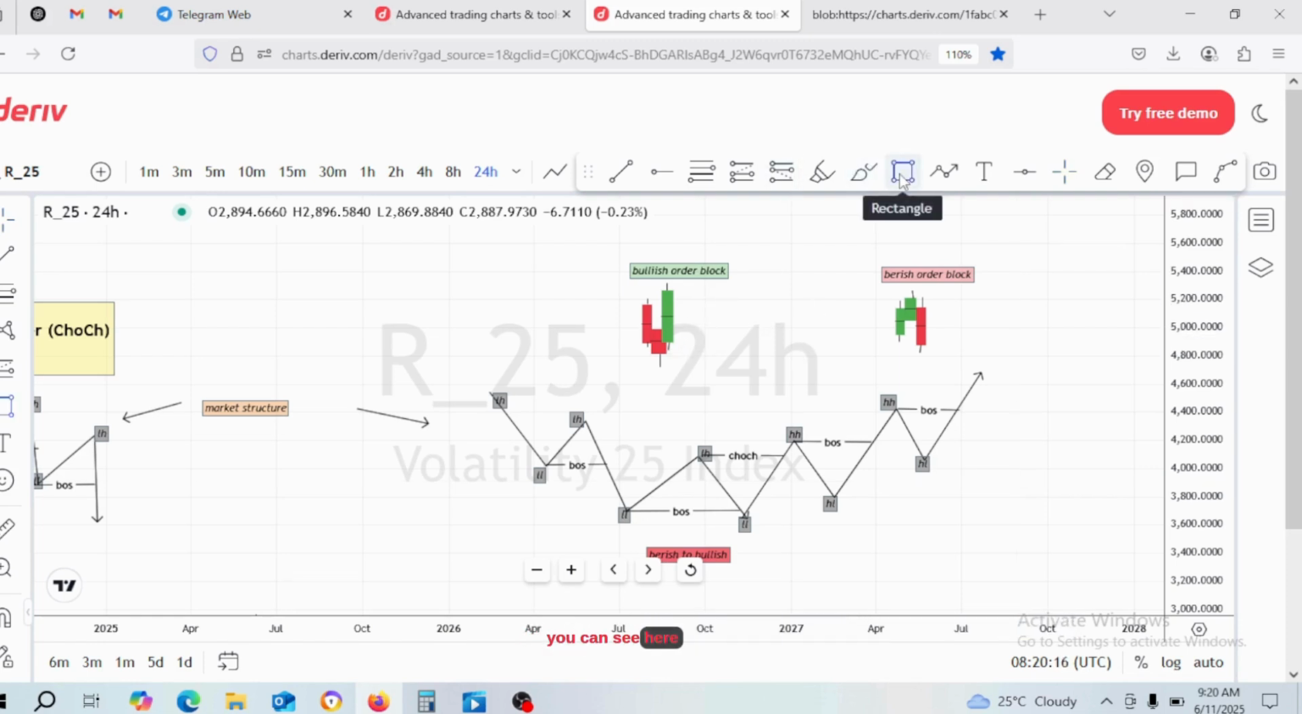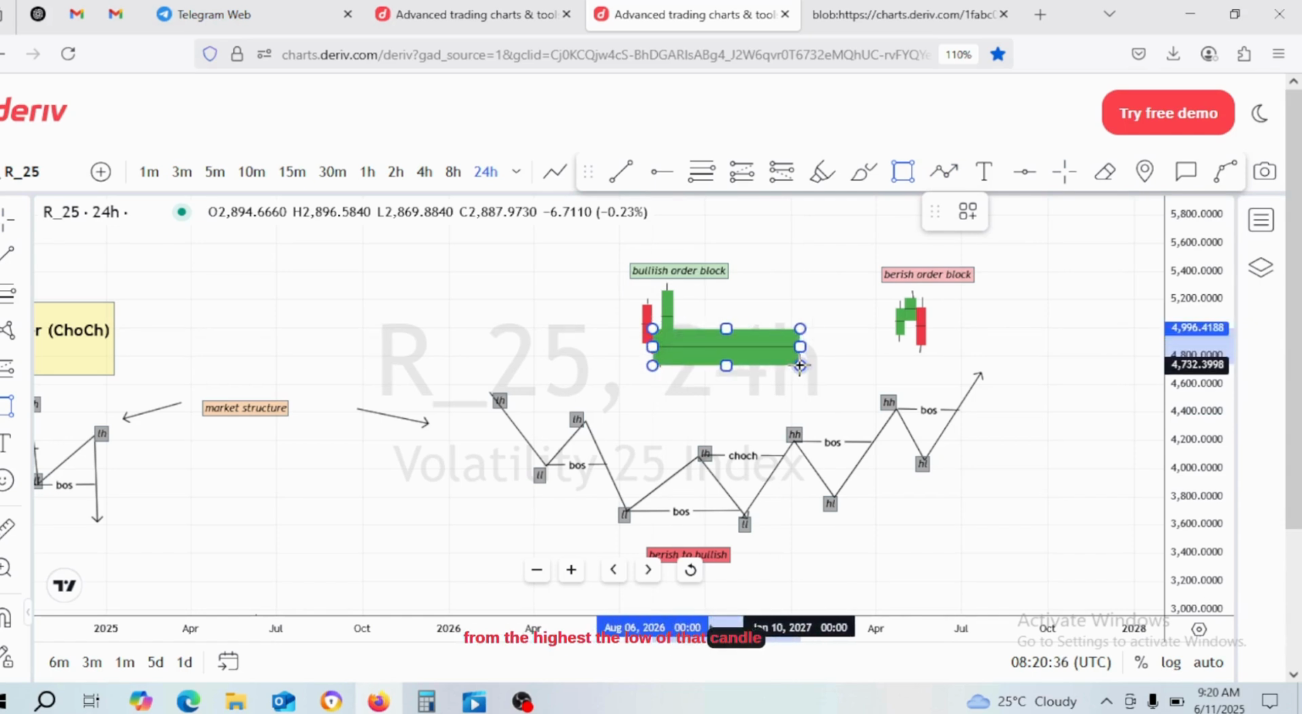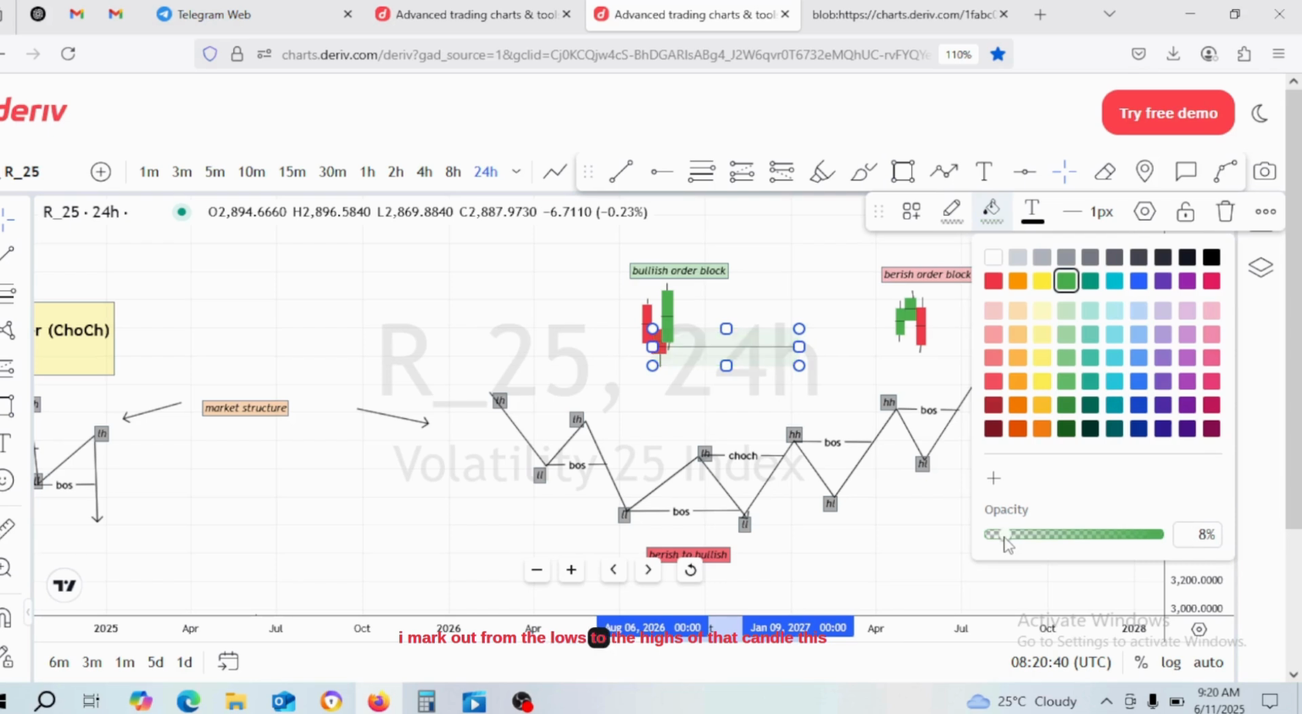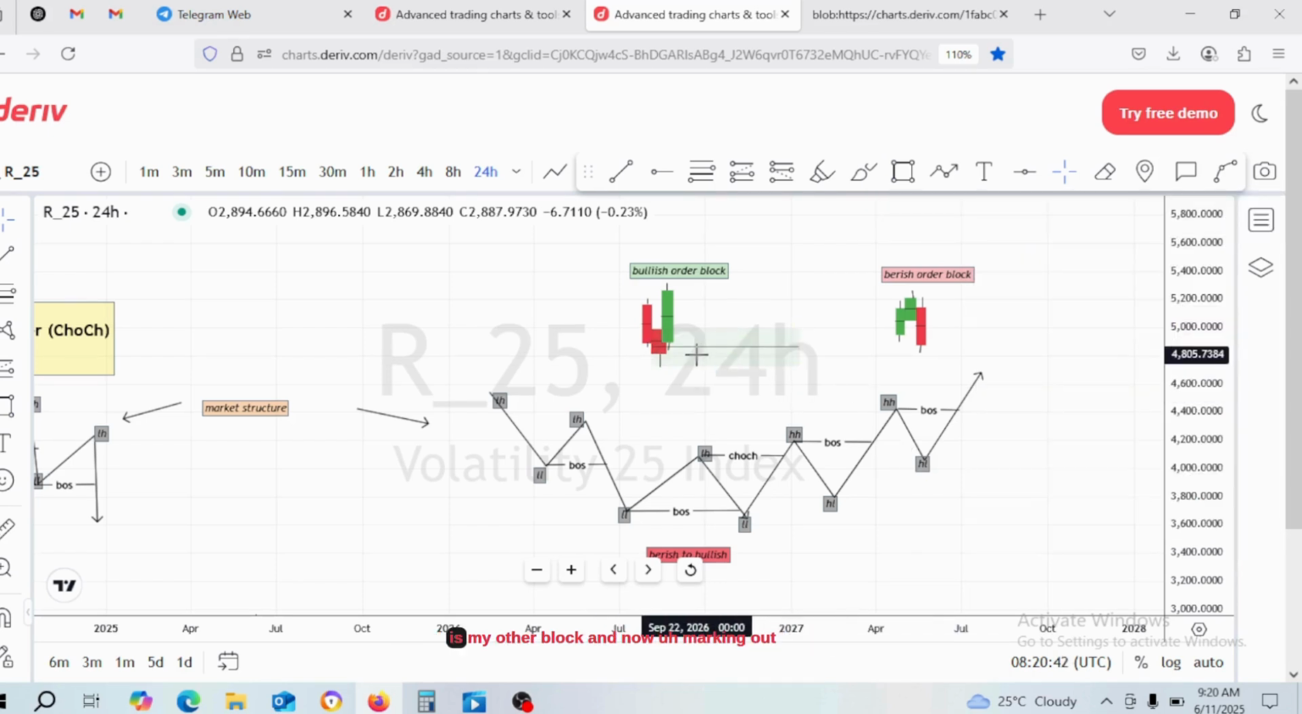You can see here we have a bearish candle, and what happened? This is a big move, right? And where is the last candle before this big move? This bearish candle. So that is my order block. So what am I to do? I mark out from the highs to the low of that candle. You understand, guys? I mark out from the lows to the highs of that candle. This is my order block.